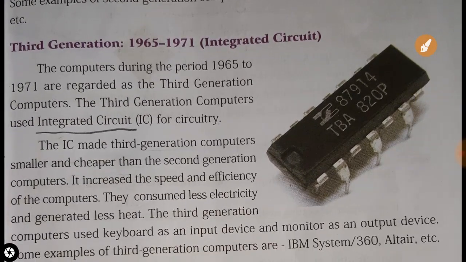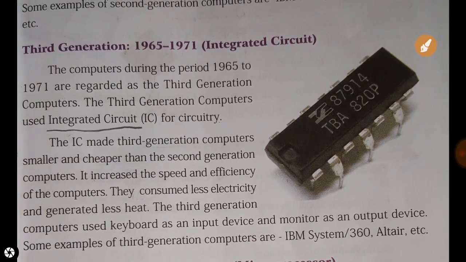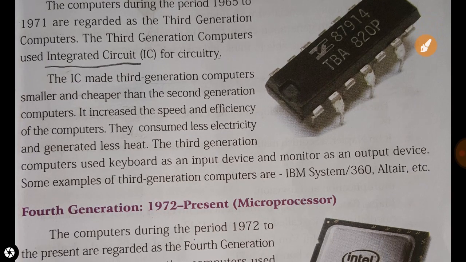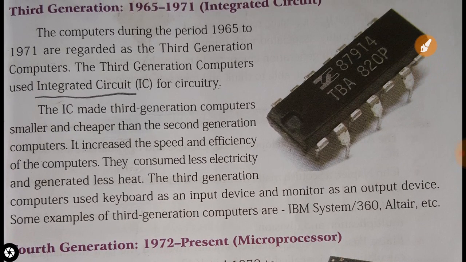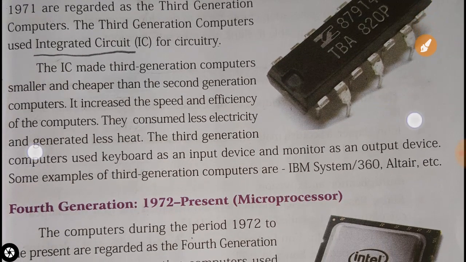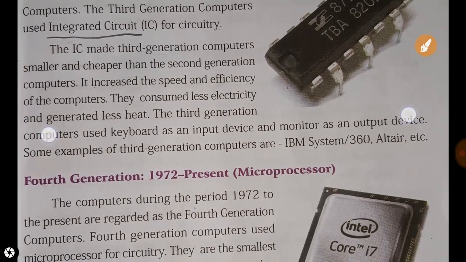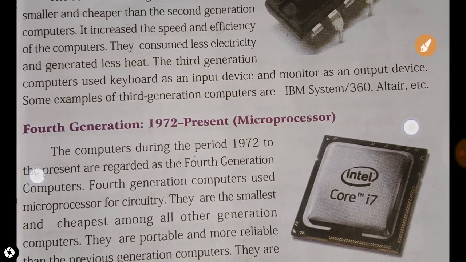Now third generation computer. In third generation computer, ICs were used, and they were smaller and more powerful than second generation computer. The IC made third generation computer smaller, cheaper. You can read this paragraph and you will understand it. Here the examples of third generation computer are also given. I will also provide you pages for homework.